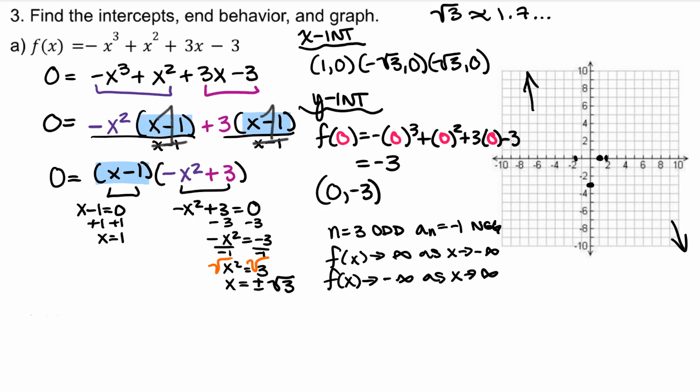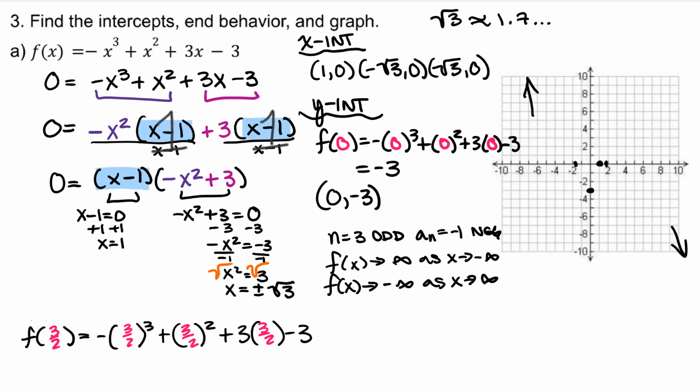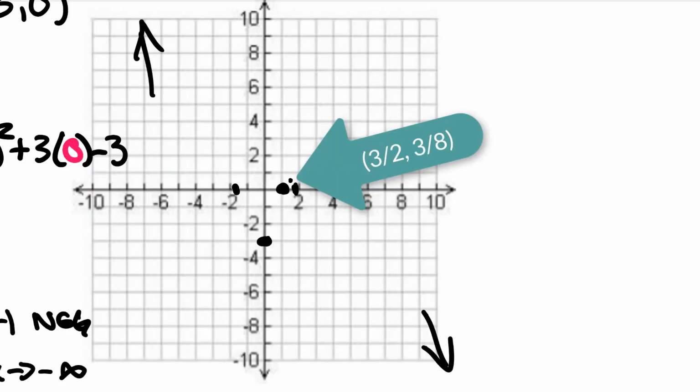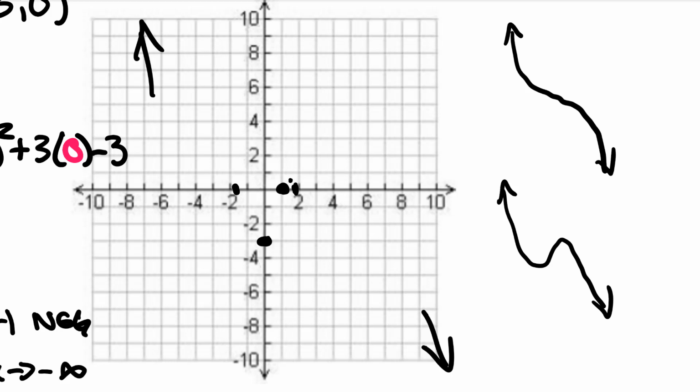I'm going to plug in an x value in between the intercepts, 1 and 1.7. So I'll plug in 1.5. Now I believe I have enough points to graph. This is an x cubed function reflected over the x-axis. So the options it could be would be this, where it's consistently decreasing the whole time, or something like this, where it has 2 waves.